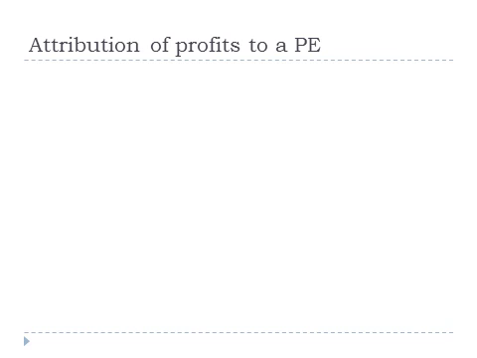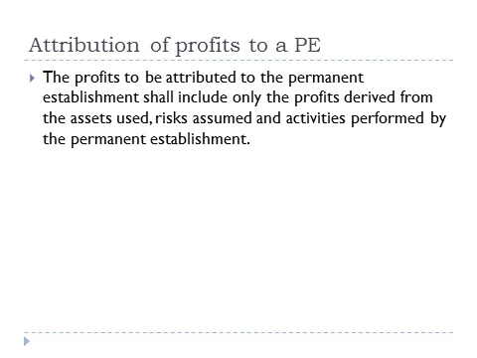Under U.S. tax treaties, business profits are taxable only if attributable to a PE in the United States. So let us discuss the attribution of profits. The profits to be attributed to a permanent establishment include only the profits derived from the assets used, risks assumed, and activities performed by the permanent establishment.